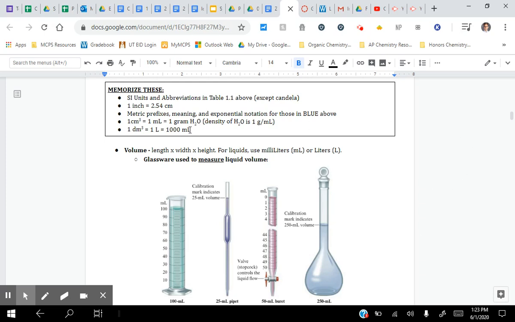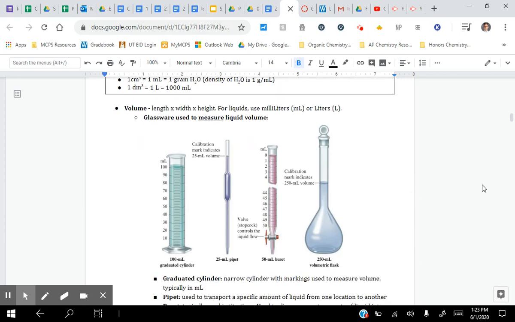The other one you need to know, 1,000 milliliters is equal to a liter, and that's equal to a decimeter cubed. Volume is going to be a really interesting one, because this is where a lot of measurement comes in chemistry. We measure volume all the time, specifically volume of liquids, in which we're going to need to use milliliters and liters as our units.